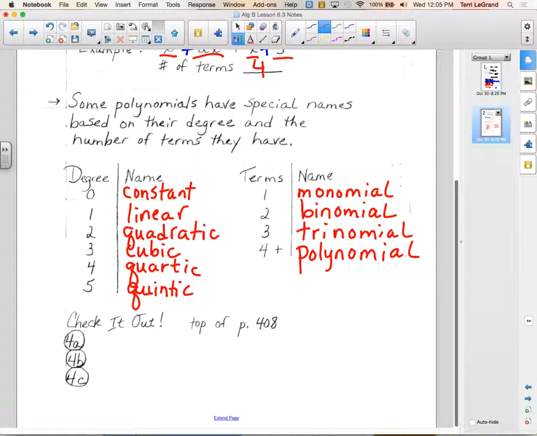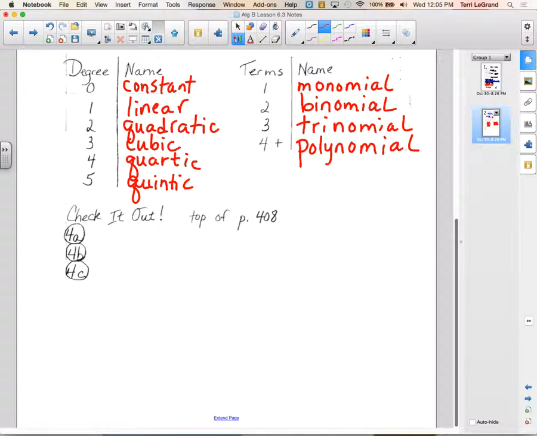Now, just like you have a first name and a last name, a polynomial has a first name and a last name. One of its names is by its degree, the other name is by its terms. Typically the degree gets to be the first name, and the number of terms gets to be the last name of the polynomial. So check it out, top of page 408. Let's go there. We're going to do 4a, 4b, and 4c. So let's write down, first of all, the polynomial that they give us.